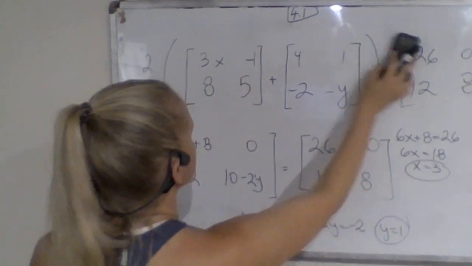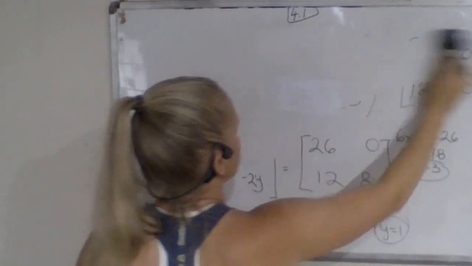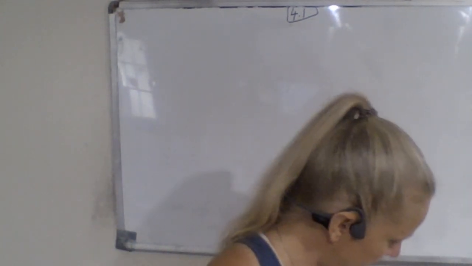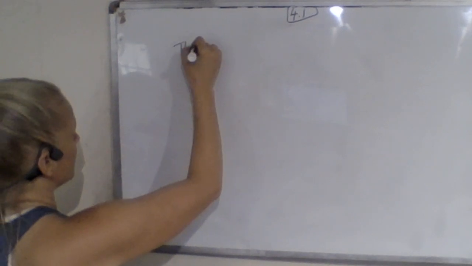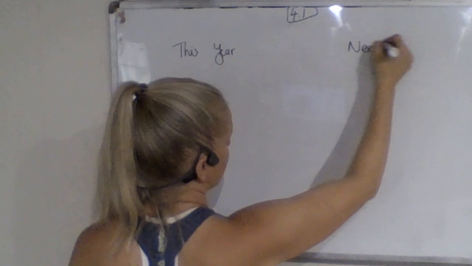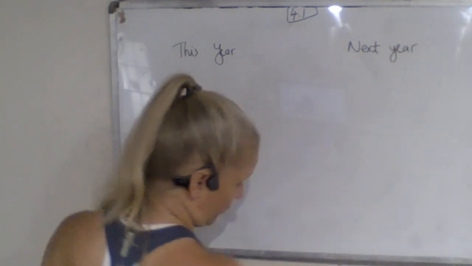Now, we have a word problem on the next page that we're going to have to do. And lordy, am I lazy doing it. But we're going to do it together, okay? It's giving you all kinds of information. It's telling you to use matrices to organize the information. Here's what we know. We have this year, and we have next year. That's what we know for a fact.